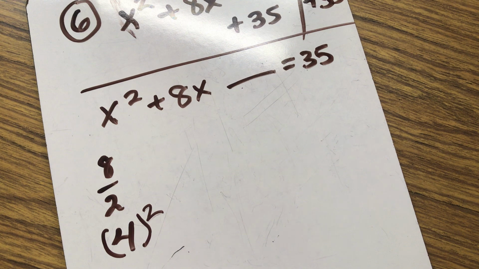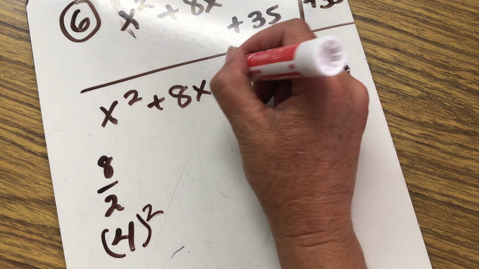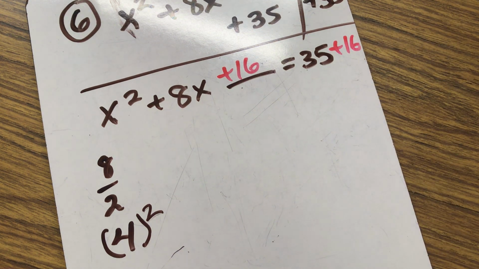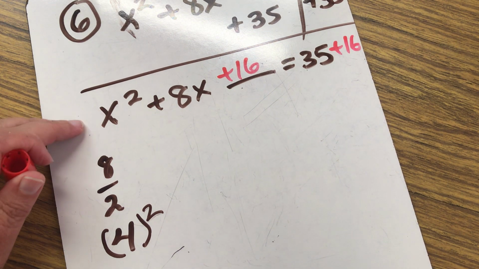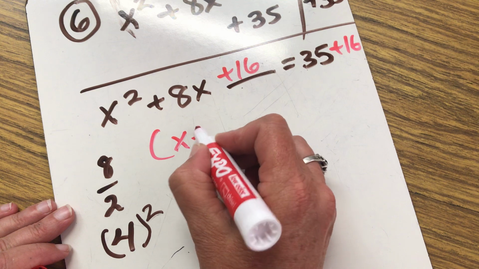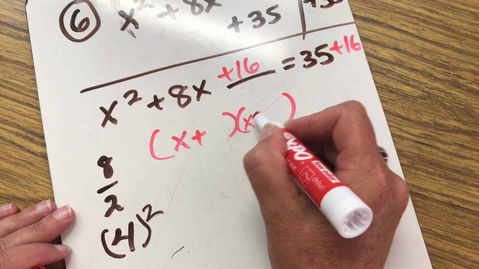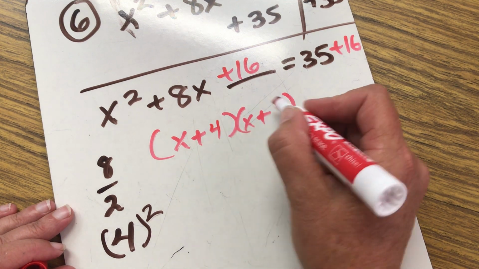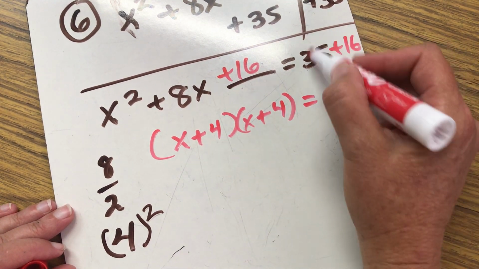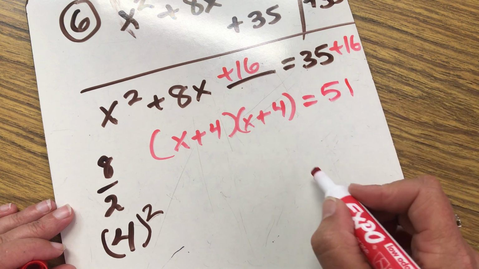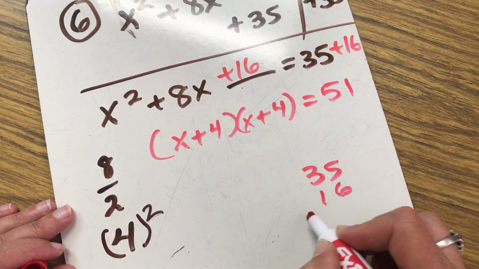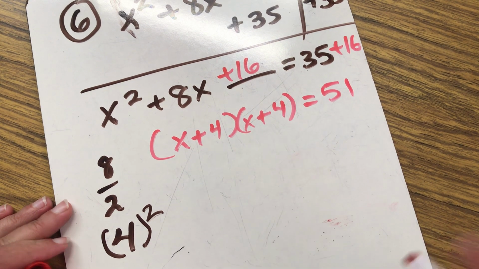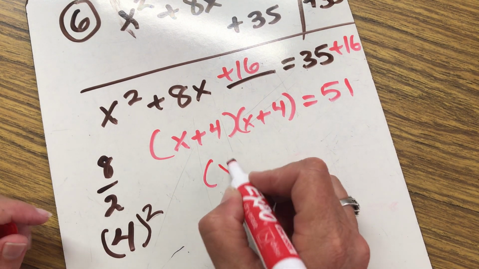Well, 4 squared, 4 times 4 is 16. So we're going to add a 16 to both sides. Cool. Factor. So 2 numbers that multiply to give me 16, that add to give me 8, 4 and 4. And on this side, if we add it together, we get 51. If you don't believe me, let's check it out. That's 11. Yeah, 51. Cool. We know we can write this side as a square.